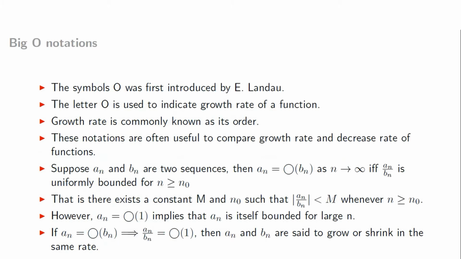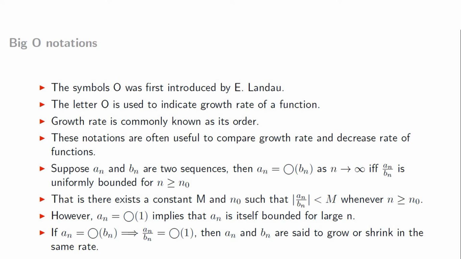So now we shall introduce some important notations which are very useful in large sample scenarios. We start with big O notation. The symbol big O was first introduced by E. Landau. The letter O is used to indicate the growth rate of a function. Growth rate is commonly known as its order. So from the first letter of order, we get the notation big O. These notations are often useful to compare the growth rate and decrease rate of functions.